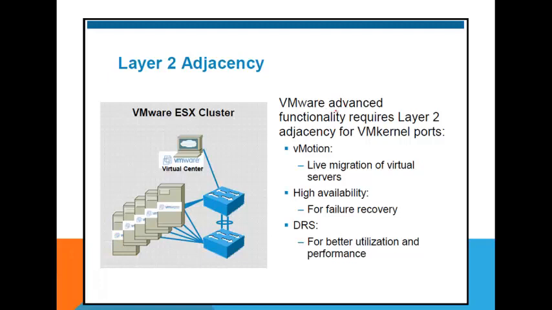VMware advanced functionality: Layer 2 adjacency for the VM kernel port. When we have multiple virtual switches, they need to have an adjacency so that we can do vMotion. If one switch knows about the other switch, then vMotion is possible.